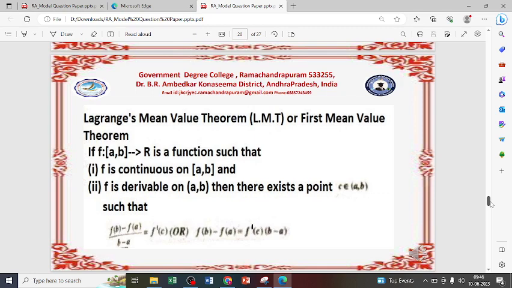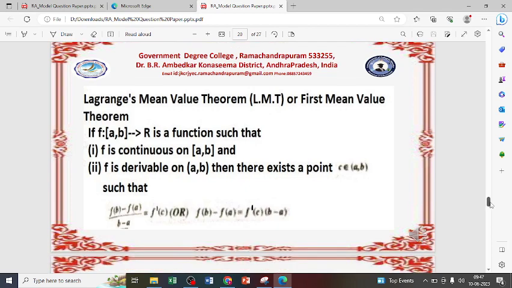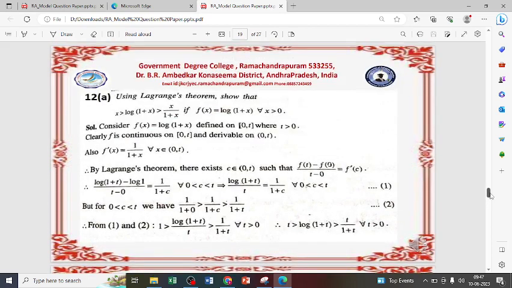That is, the slope of the tangent at c will be the same as the slope of the chord joining the points a and b. So what is the slope joining these 2 points? f(b) - f(a) divided by b - a, that is equal to f'(c), or we can also write that f(b) - f(a) = f'(c) times (b - a). So using this we are going to prove.